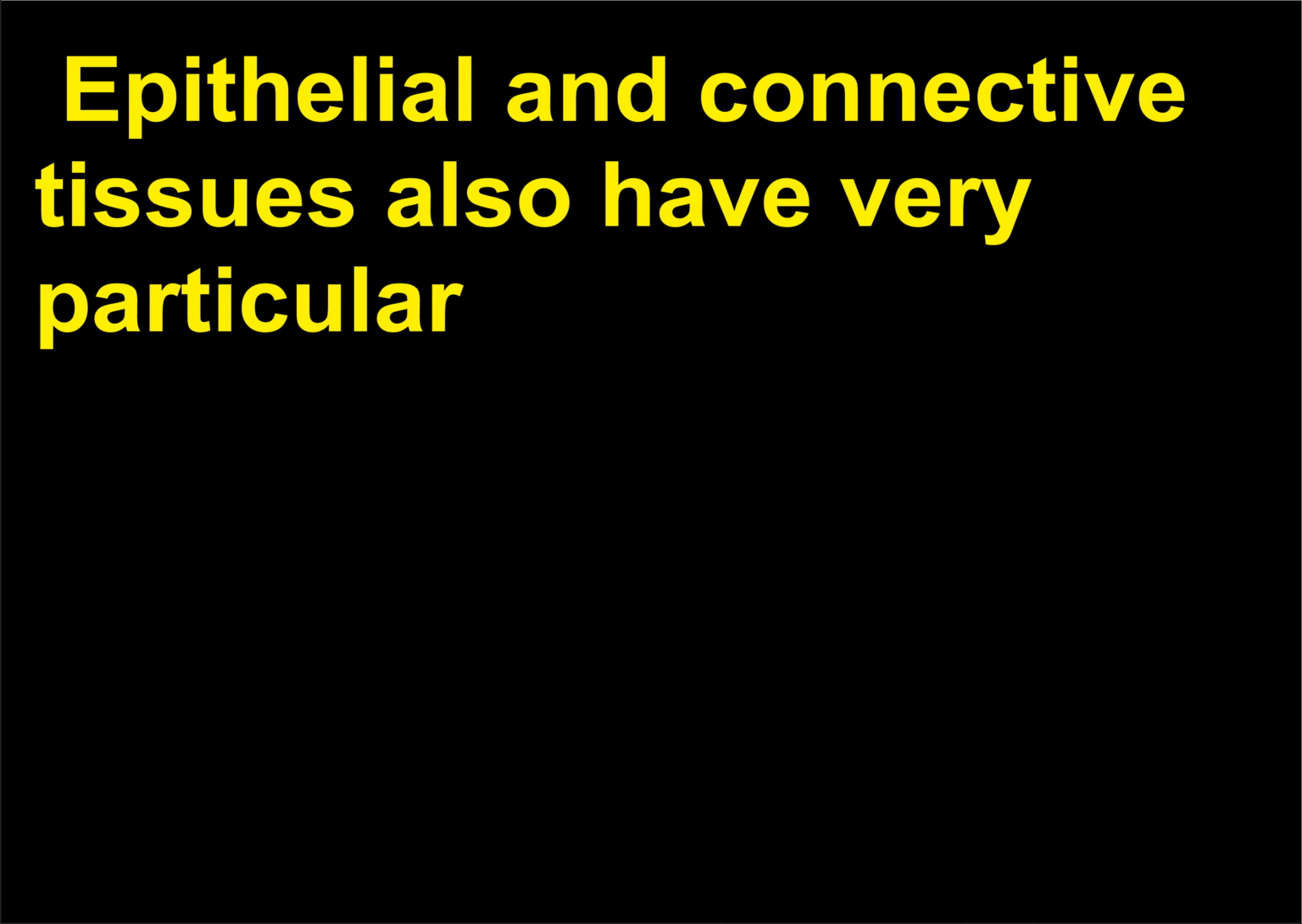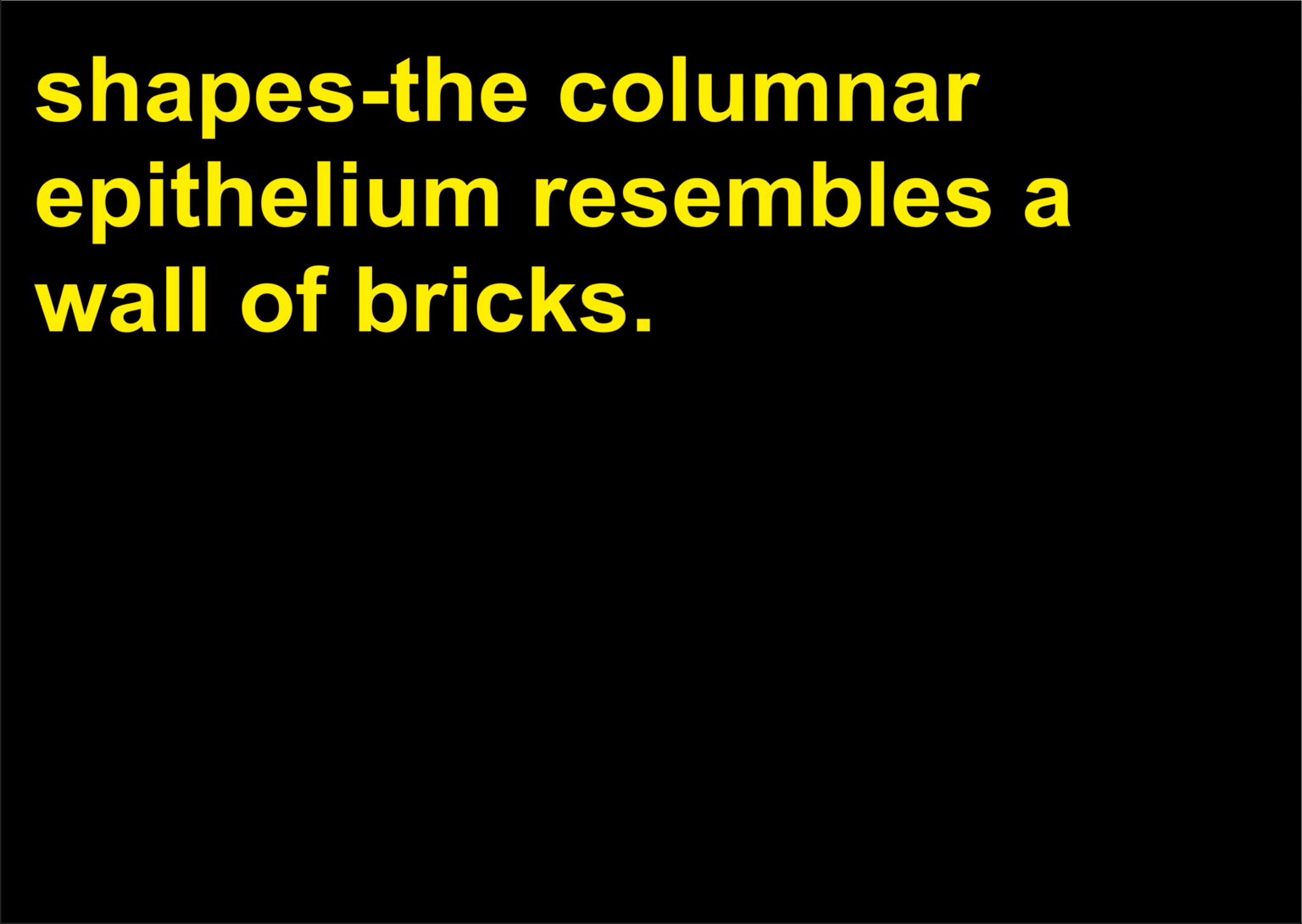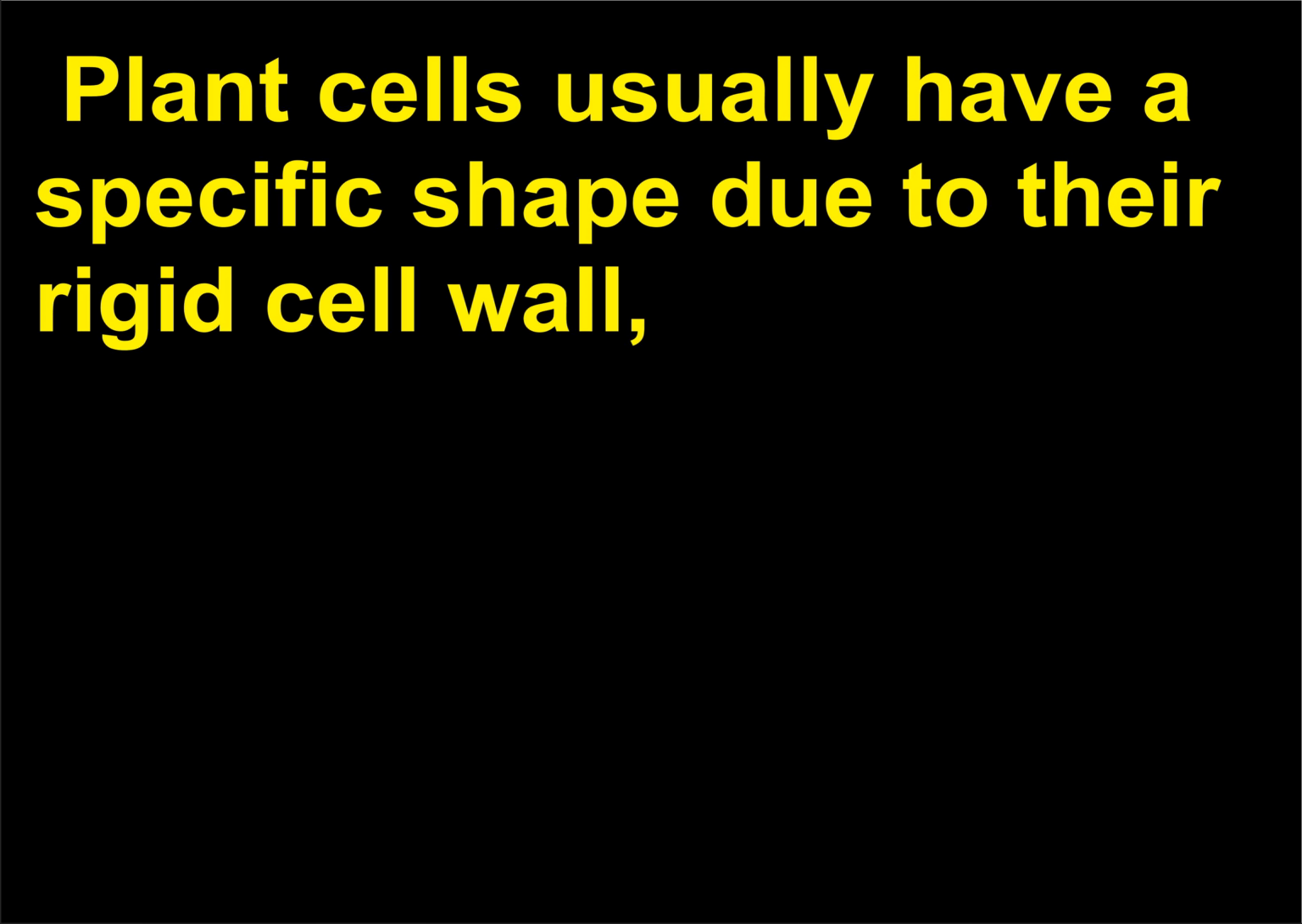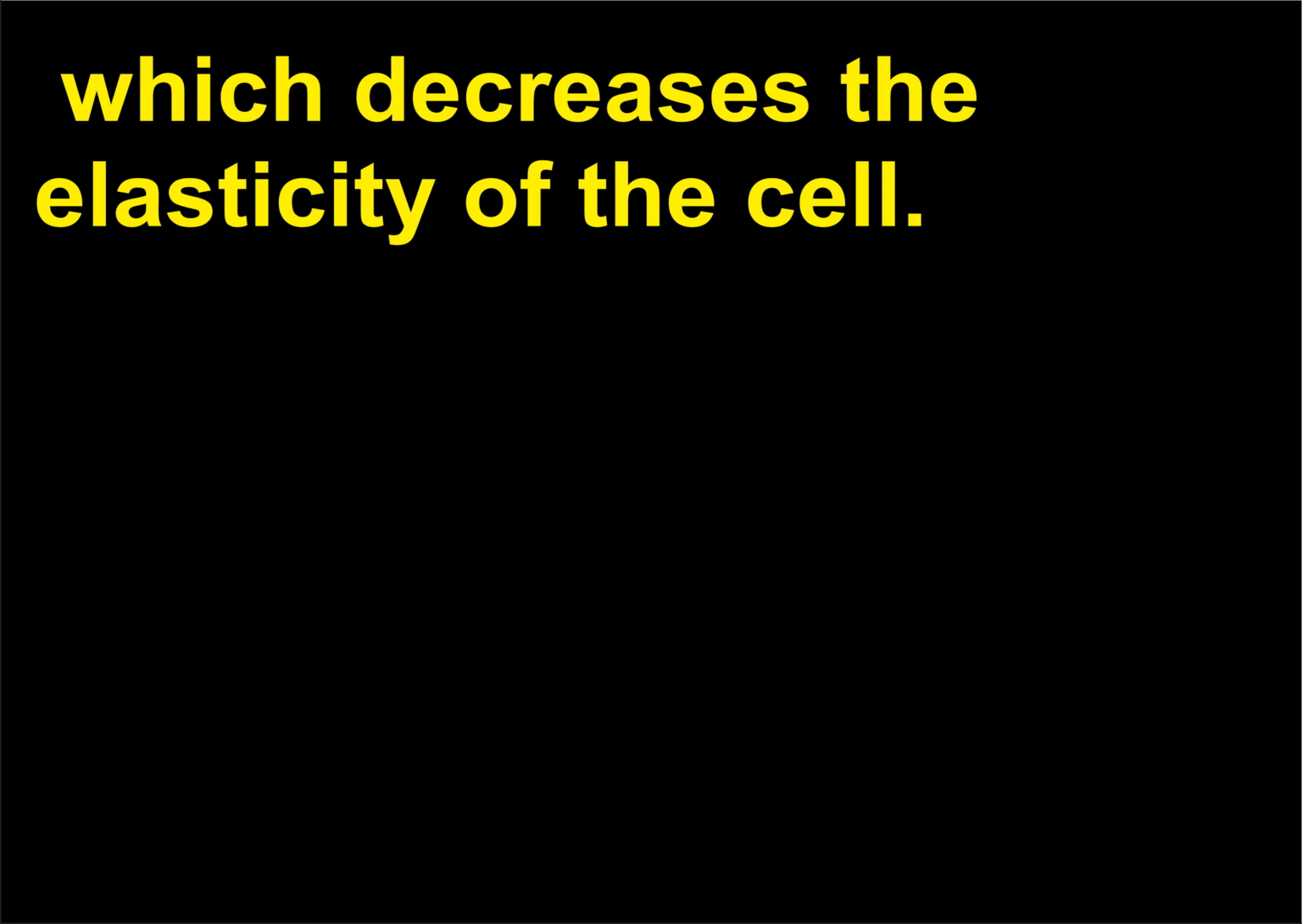Epithelial and connective tissues also have very particular shapes. The columnar epithelium resembles a wall of bricks. Plant cells usually have a specific shape due to their rigid cell wall, which decreases the elasticity of the cell.